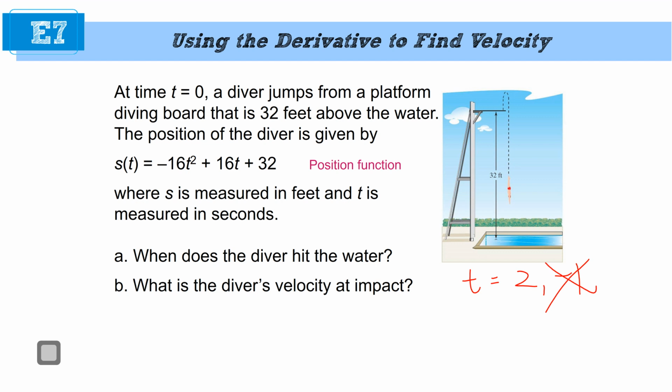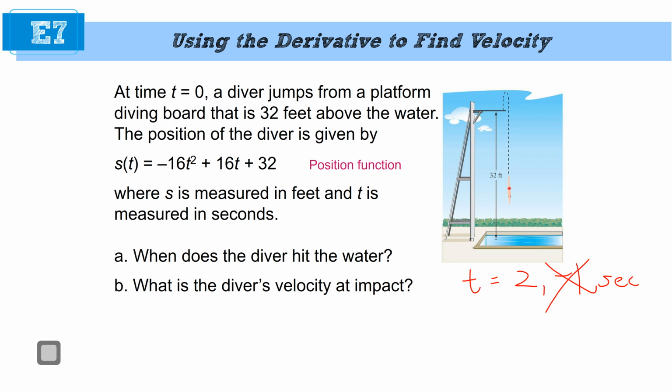Okay, no. We did part A. It hits the water after 2 seconds. Don't forget units here. Now notice part B is different. What's its velocity at impact? Now I'm looking for what's called an instantaneous velocity. At that exact moment that they hit the water, how fast are they going?